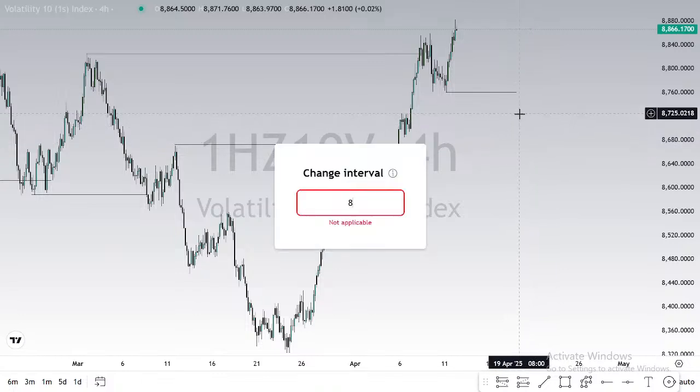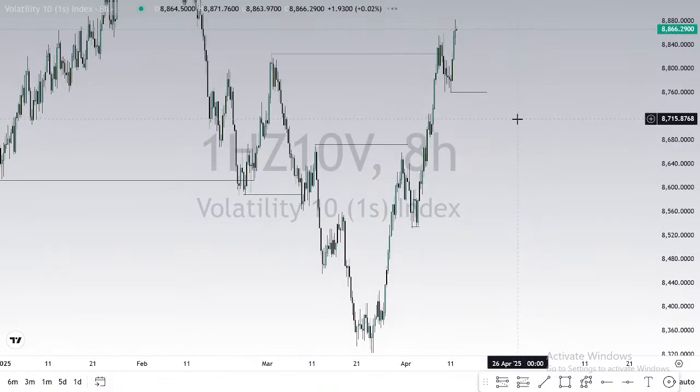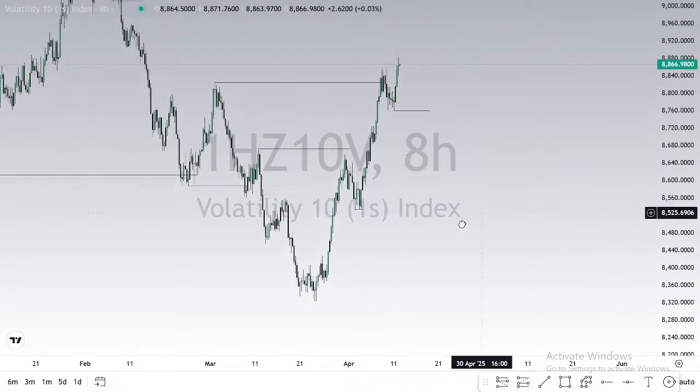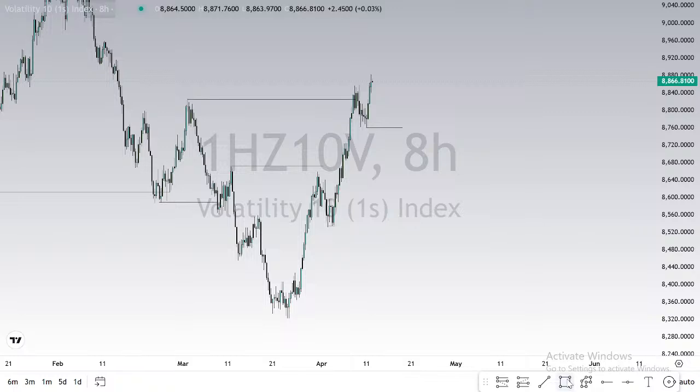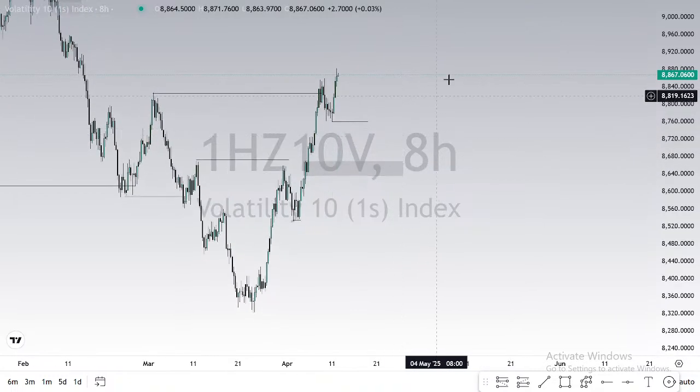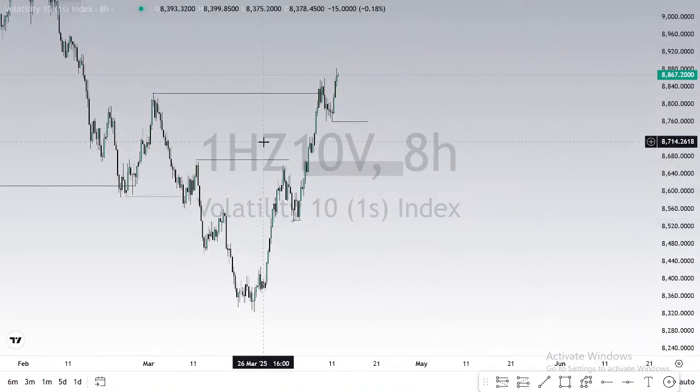So let me go to 8 hours time frame. I want to see areas where we have our, okay. So my first reaction zone is here. This is where I'm going to see a reaction zone for a buy continuation. That is my first reaction zone.